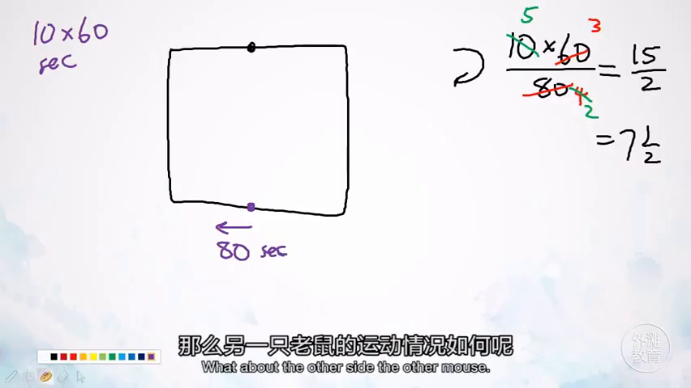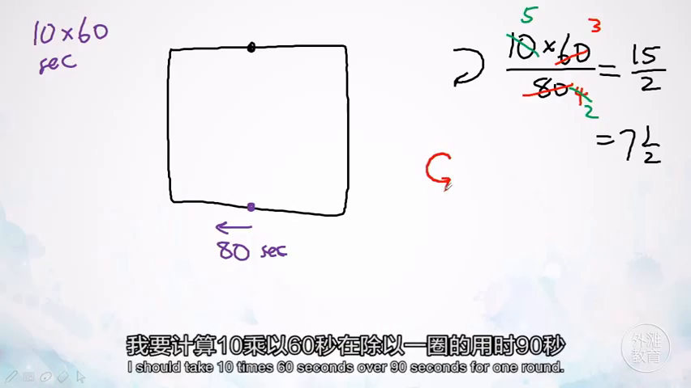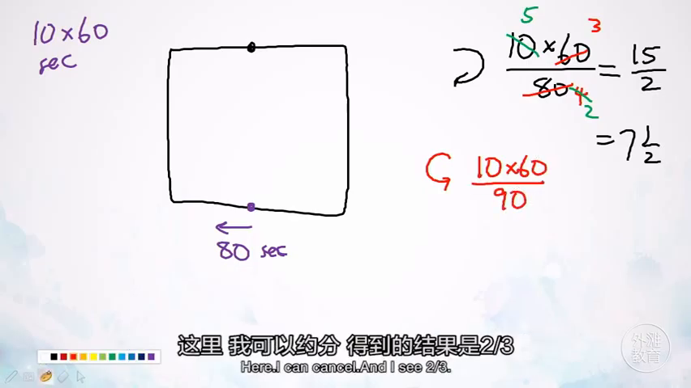What about the other side, the other mouse? The other mouse is going this way. The same calculation means that I should take 10 times 60 seconds over 90 seconds for one round. Here, I can cancel, and I see 2/3 right here.